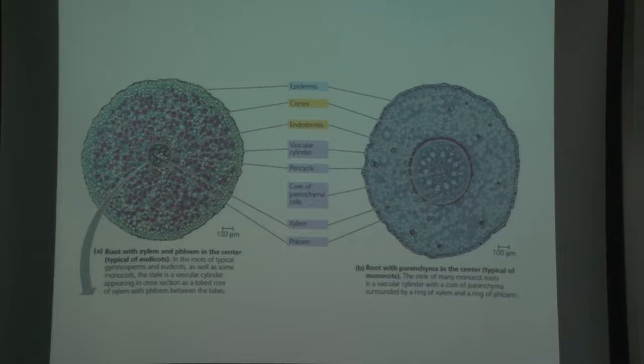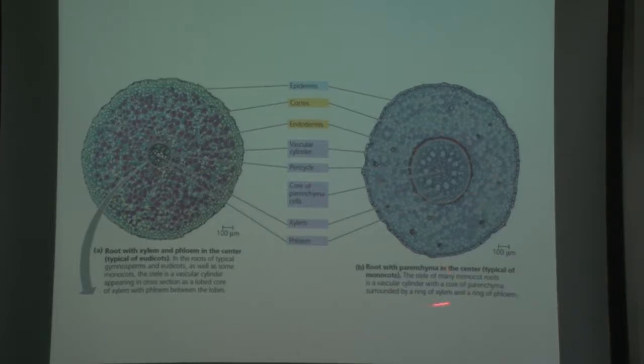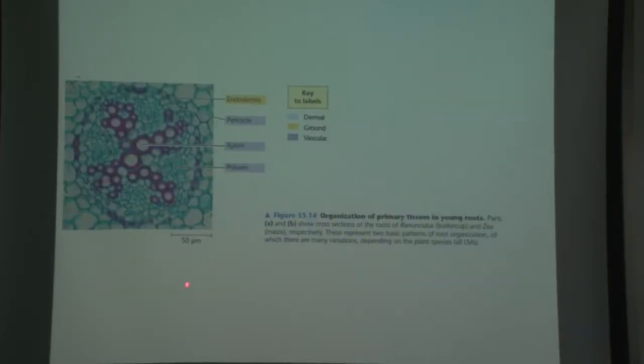Okay. So when you just look at the picture, if you see this big ring, then it's talking about the monocot root, and monocot also has a special cell that's called parenchyma cell. That's the point. Okay. When you look at this one, this is a dicot. Okay. So young root in dicot.